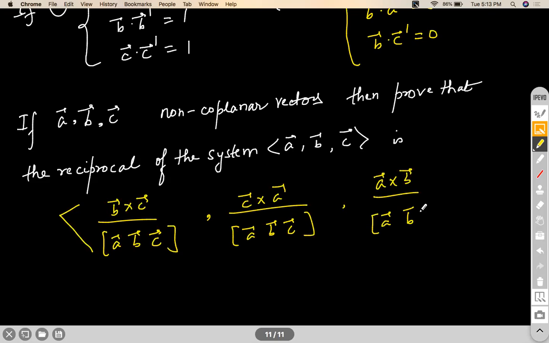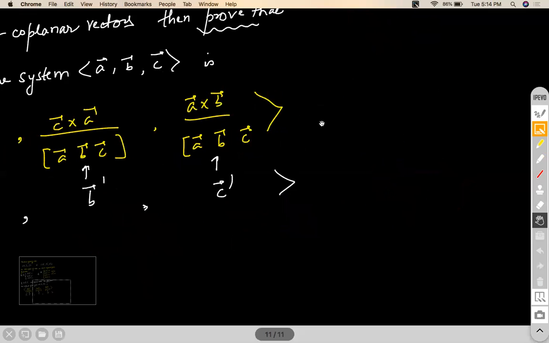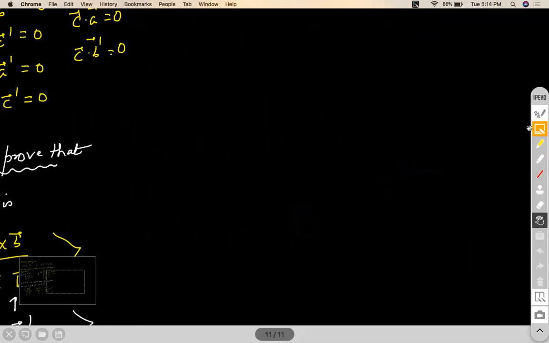So what I'm claiming is that this system of vectors, you can call this A dash, this B dash, and this C dash. So you can say that these three vectors would behave as the reciprocal for this system of vectors. Now how do we prove this? All of you please pay attention. Nothing very difficult about it. I'll write down the proof here.